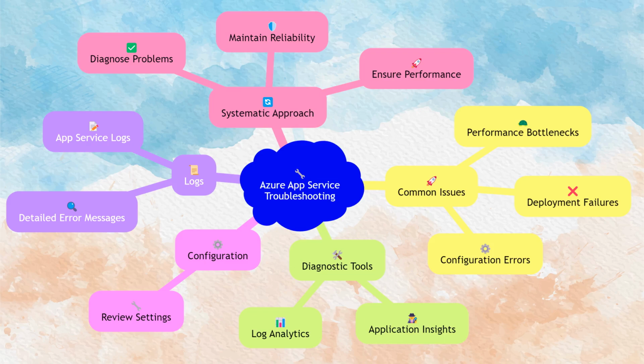Troubleshooting is an essential skill for managing Azure App Service. Common issues include deployment failures, performance bottlenecks, and configuration errors. Use Azure's diagnostic tools, such as Log Analytics and Application Insights, to identify and resolve issues. Check the app service logs for detailed error messages and review your configuration settings. By systematically diagnosing and addressing problems, you can maintain the reliability and performance of your application.